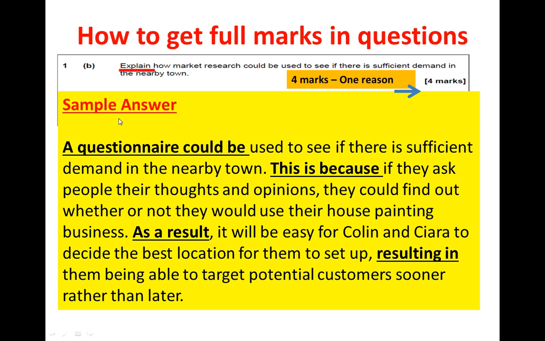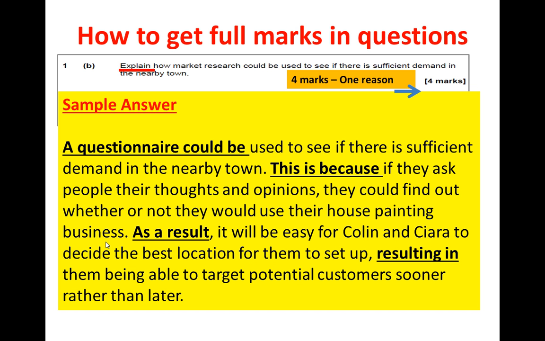So what does this answer look like? A questionnaire could be used to see if there's sufficient demand in the nearby town. I've made a point. Okay, you now need to explain that. This is because if they ask people their thoughts and opinions, they could find out whether or not they would use their house painting business. So you've explained what your point is. You now need to talk about what impact, what is the effect of this.